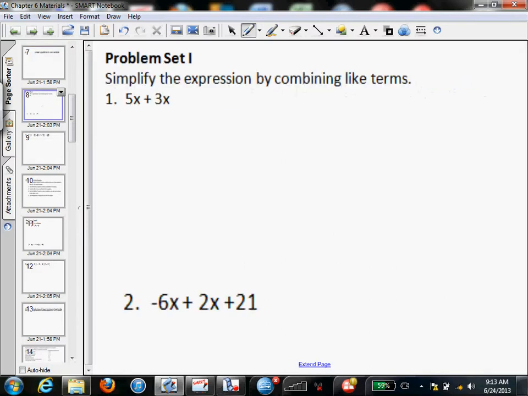Let's get started. First, your problem set 1 says to simplify the expression by combining like terms. For number 1, we have 5x plus 3x. The goal is to combine things that have only like terms. That means things that have just the variable x. So we have 5x, and we look through the rest of the expression to find anything else that has just a plain x in it as well. 5x and 3x combine to give us 8x, and that is the answer for that problem.